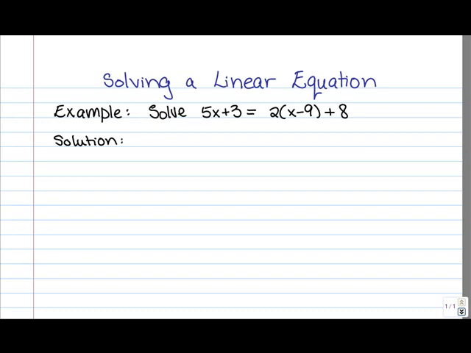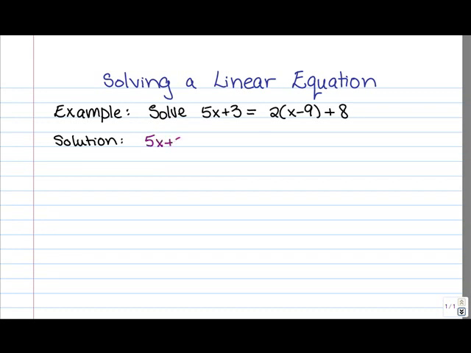Once you've done that and collected like terms, divide by whatever the coefficient of x is to isolate for x, and then you've solved the equation. So go ahead, try this out, and we'll continue once you're done. So hopefully you've had a chance to try this.